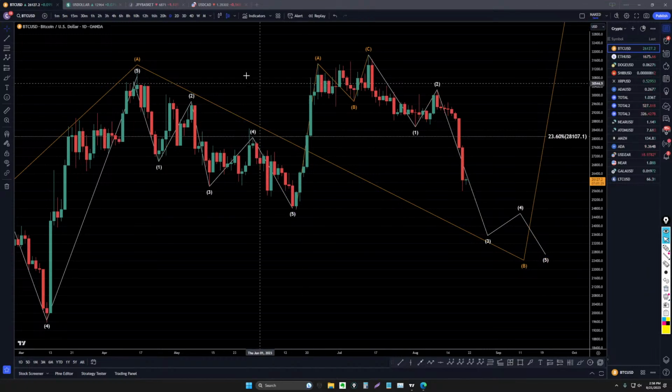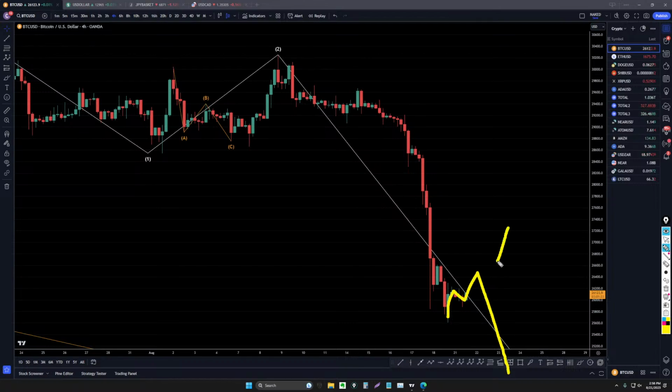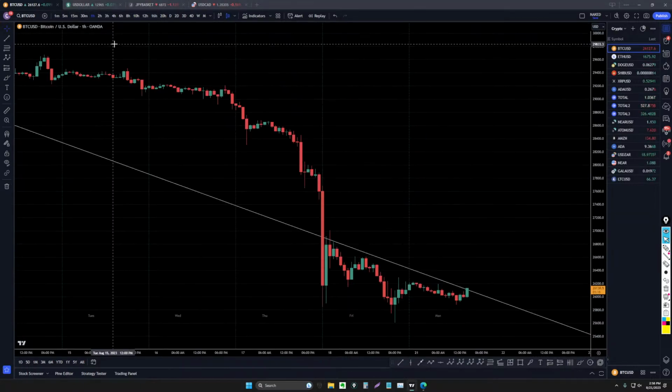So I would definitely still be looking for shorts. This is probably a wave C of wave B. So if I see 3 waves up, I would go short again for the continuation of the downtrend for sure. 100%. 1 hour time frame.